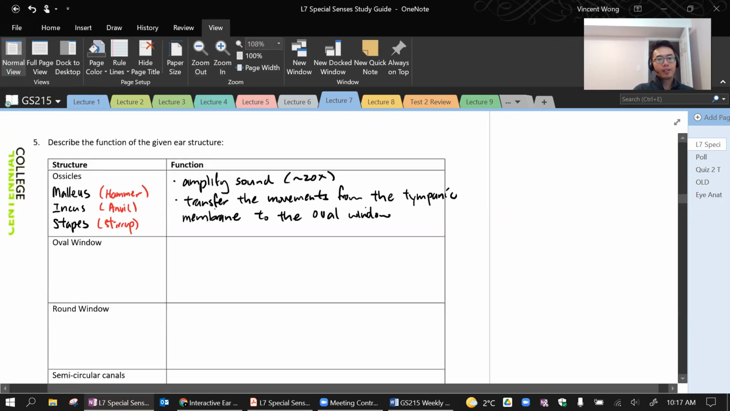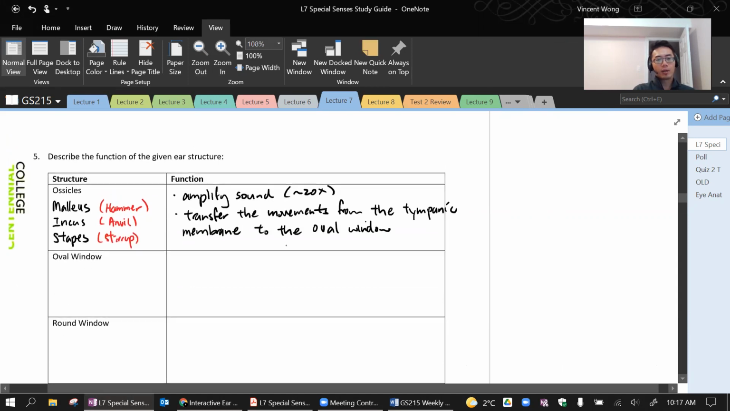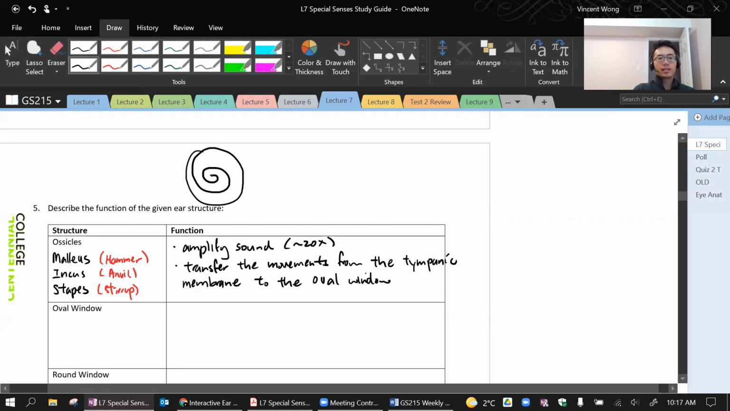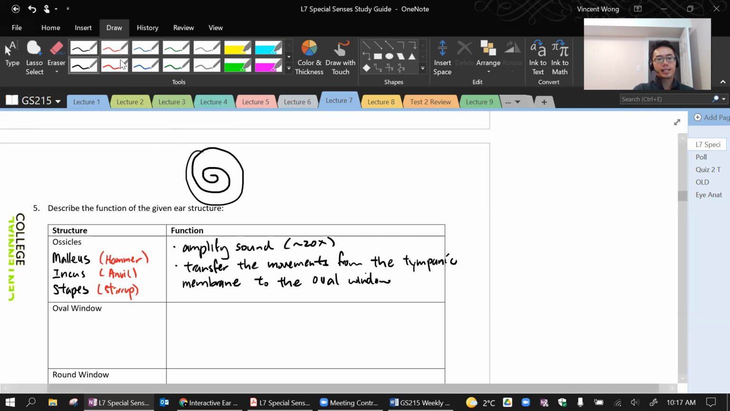Okay, let me briefly explain the oval window and the round window. Okay, so this is the cochlea, and then you have your vestibule and then your semicircular canals. But let's focus on the cochlea. The cochlea is a snail shell looking thing. It's actually a bony structure and it's filled with fluid on the inside.